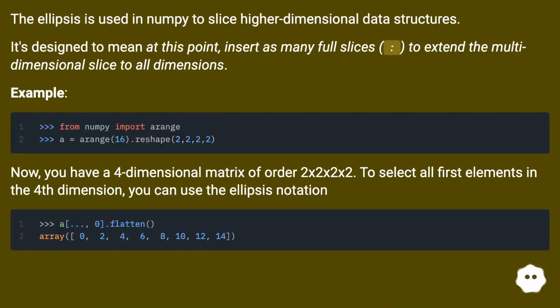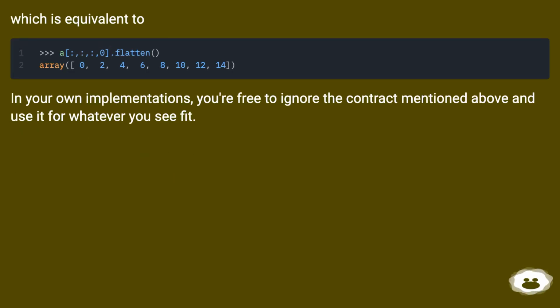The ellipsis is used in numpy to slice higher dimensional data structures. It's designed to mean "at this point, insert as many full slices (:) to extend the multi-dimensional slice to all dimensions." Example. Now you have a four-dimensional matrix of order 2x2x2x2. To select all first elements in the fourth dimension, you can use the ellipsis notation, which is equivalent to this. In your own implementations, you're free to ignore the contract mentioned above and use it for whatever you see fit.